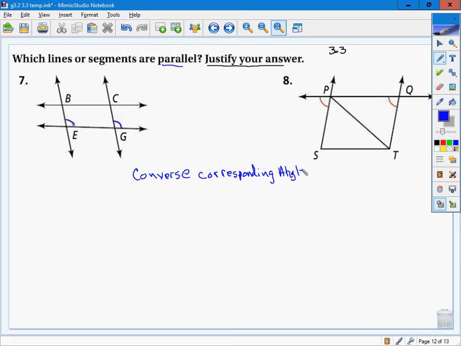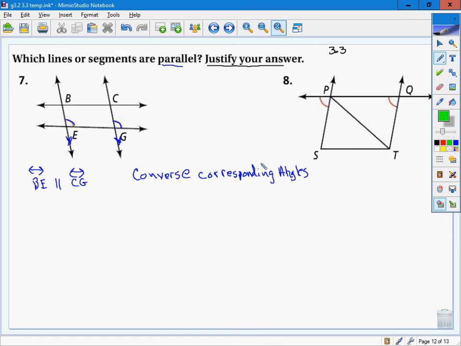Okay, they've marked that they're congruent. That's what that mark meant. So, line BE is parallel to GC or CG. It shows that these two lines are, in fact, parallel to each other.